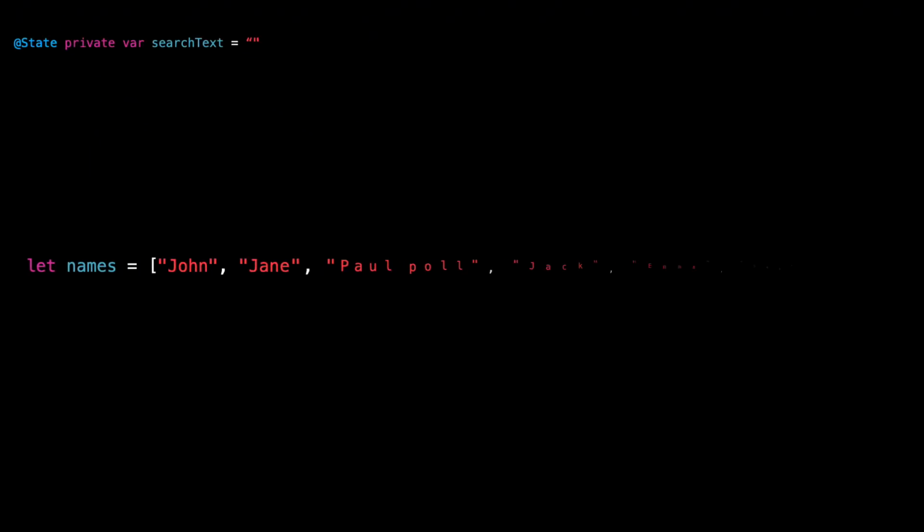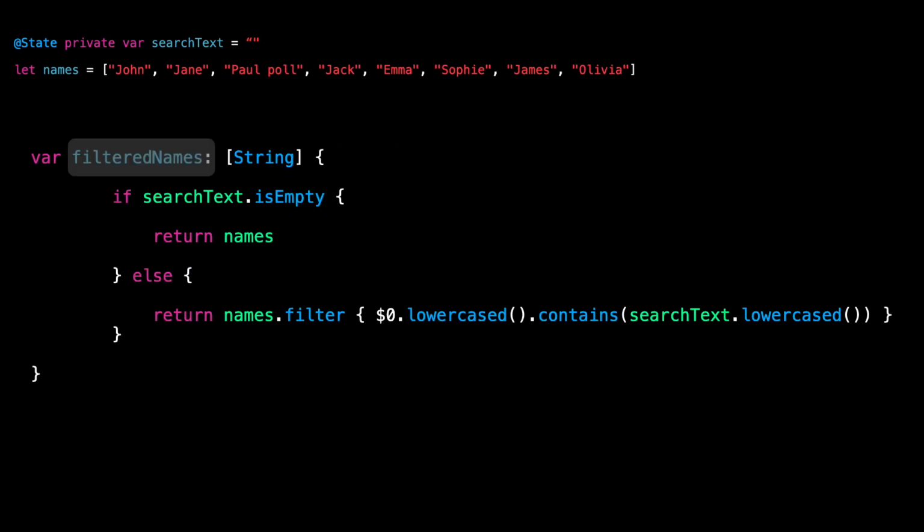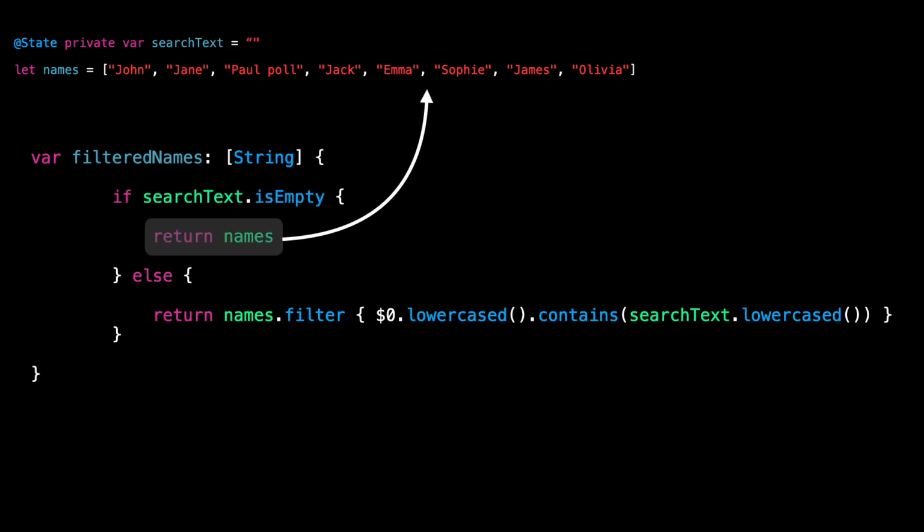This constant array contains the list of names to be displayed in the app. filteredNames dynamically generates the list of names to display based on the searchText. If searchText is empty, meaning the user hasn't typed anything, filteredNames just returns the entire names array. If searchText has a value, it uses filter to find names that contain the searchText.